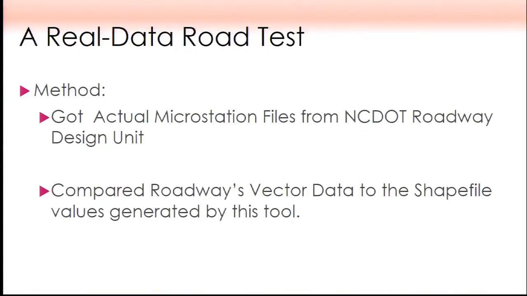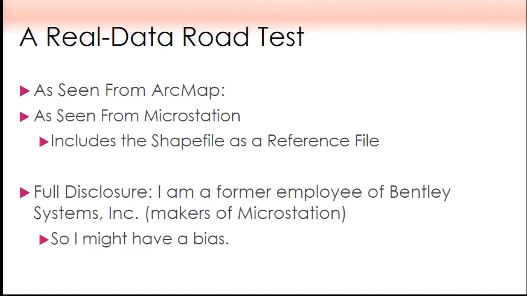So my method was I got the actual MicroStation files from the NCDOT Roadway Design Unit, and then I compared the vector data from Roadway with the shapefile information as I got it from NC1 Map and analyzed it with my tool. So let's look at some things. How does this look in ArcMap?